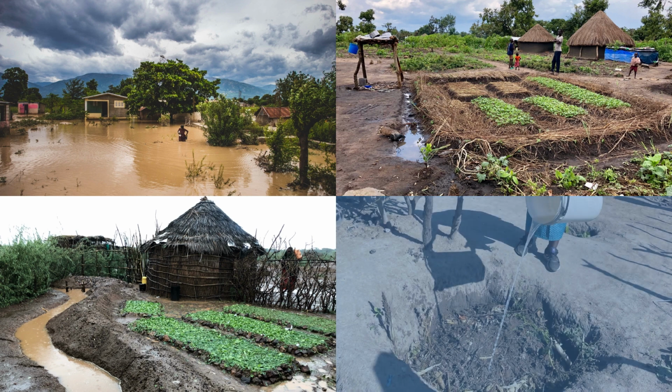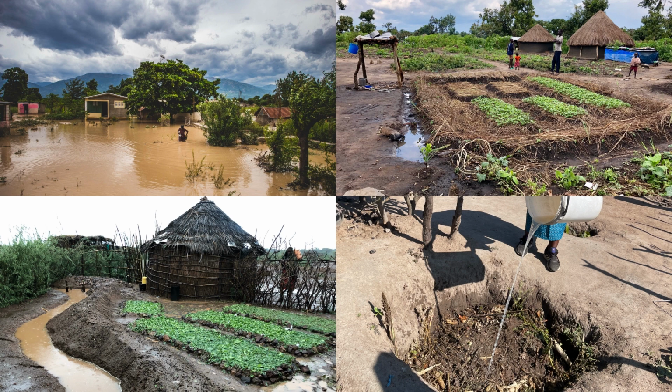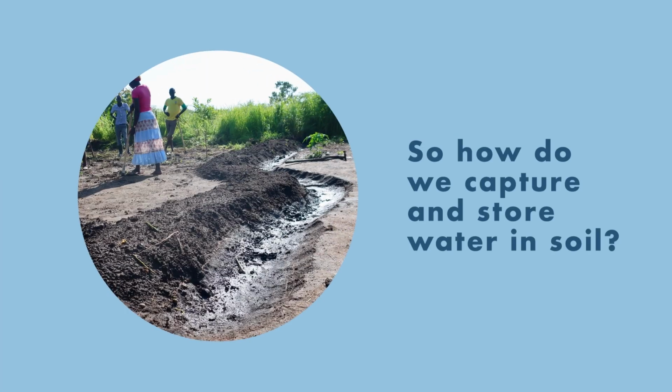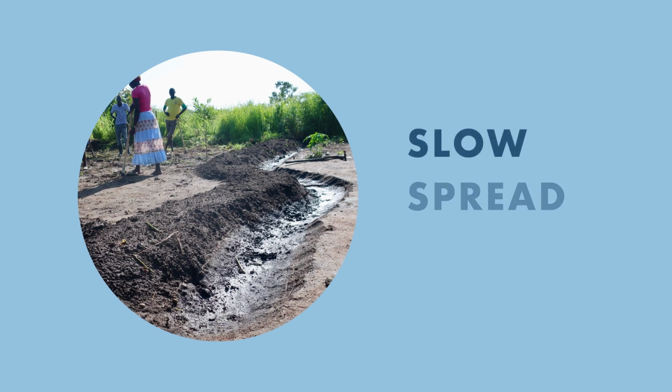The Permagarden approach recognizes that the most effective and least expensive place to store water is in the soil. In this way, permagardens avoid the need for expensive inputs to store and transport water to crops, like rainwater tanks and irrigation tubing. So how do we capture and store water in soil? We apply a principle known as slow, spread, and sink.